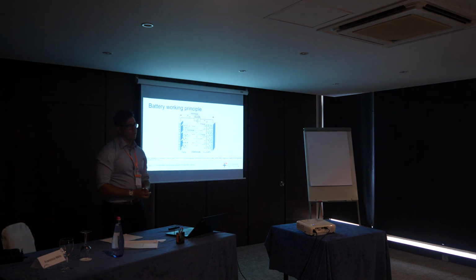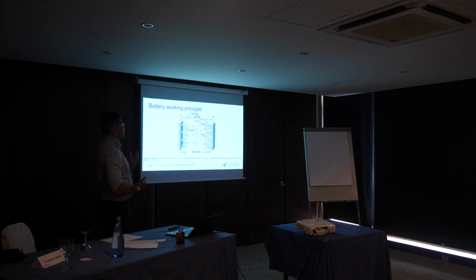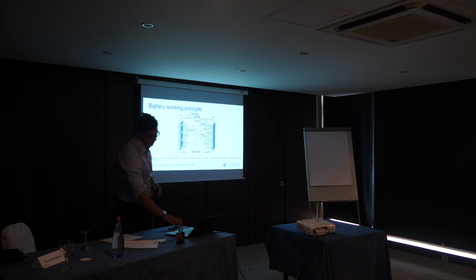So a lithium-ion battery works by moving the lithium ions from a cathode to an anode and vice versa. When your battery is fully discharged and dead, all your lithium ions are in the cathode, which is on the right-hand side, and then when you plug it in and charge it, they move over to the anode, and then when you discharge it, they go back the other way.